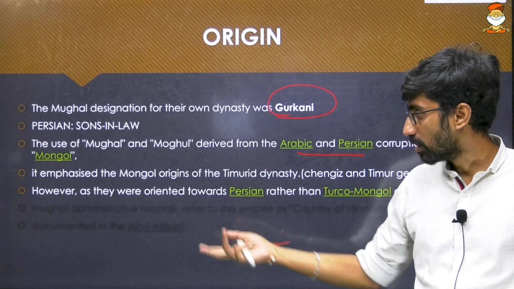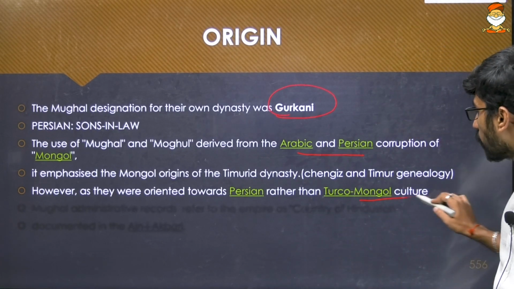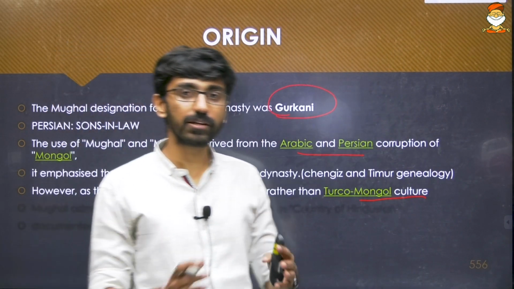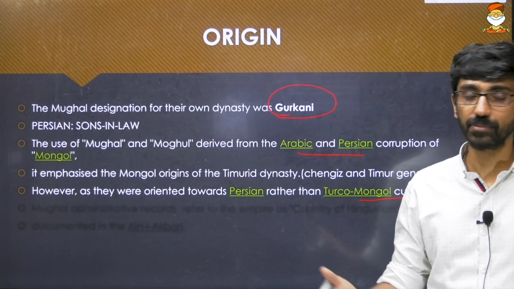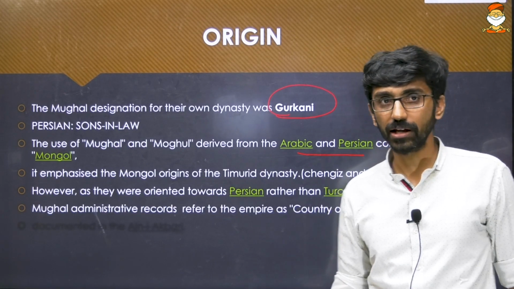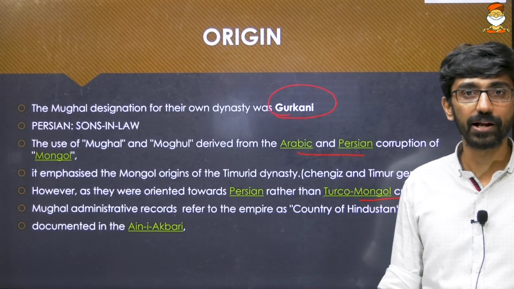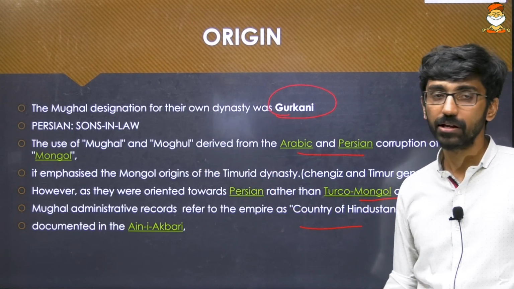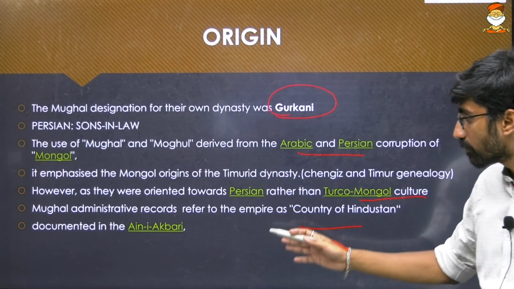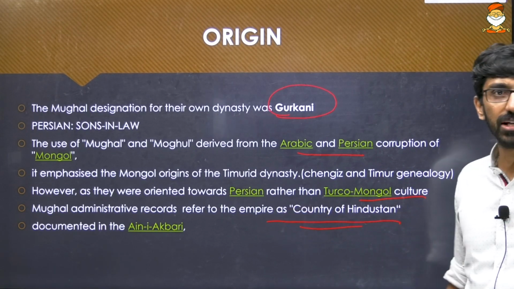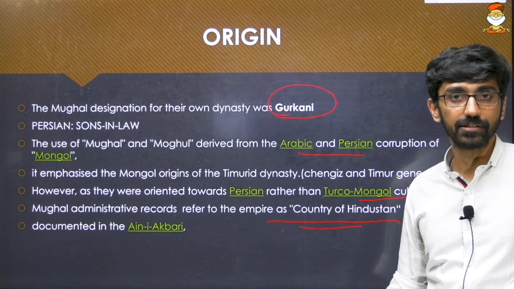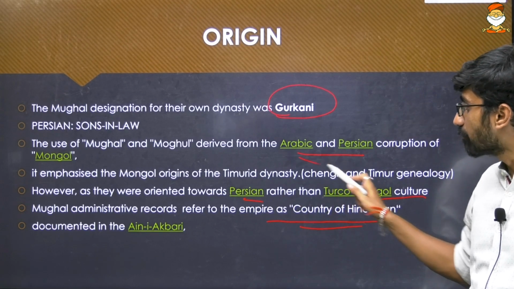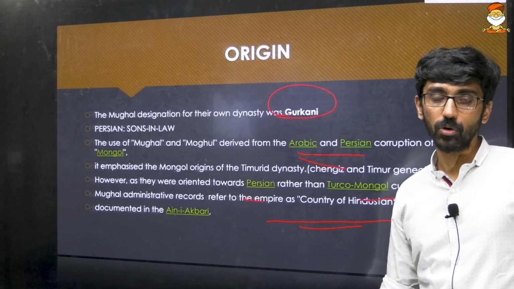At the same time, they were oriented more towards Persian rather than Turco-Mongol culture. Even though their Mongol origin is there, they have more affinity towards Persian culture, the culture of Iran and Iraq. Mughal administrative records refer to the empire as the country of Hindustan, as documented in Ain-i Akbari. We discussed Ain-i Akbari during the time of Akbar. They called themselves the Gurkhani dynasty, and they were more oriented towards Persian in spite of their origin in the Mongol region.